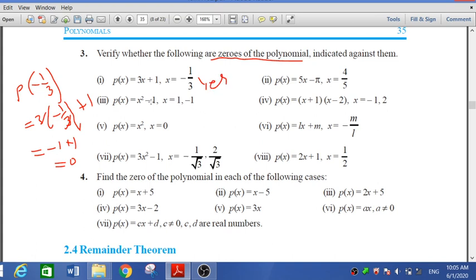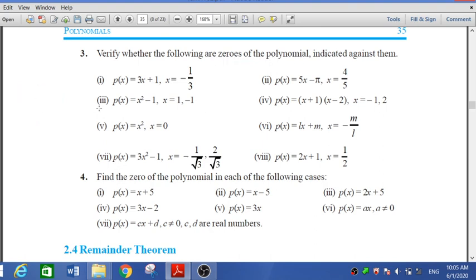Now if we put x here, third. First I am explaining, it is easy. Put the value of x equal to minus 1 by 3. We get 3 times minus 1 plus 1, which is 0. So we can say it is yes. Now third, x equal to 1. If I put it here, 1 minus 1, the answer is 0. So in the first, x equal to 1, the answer is yes.